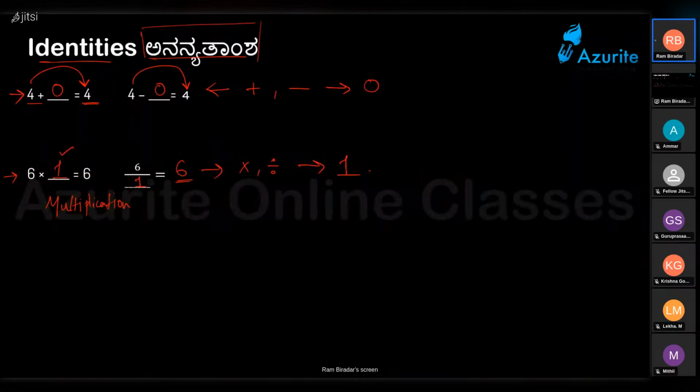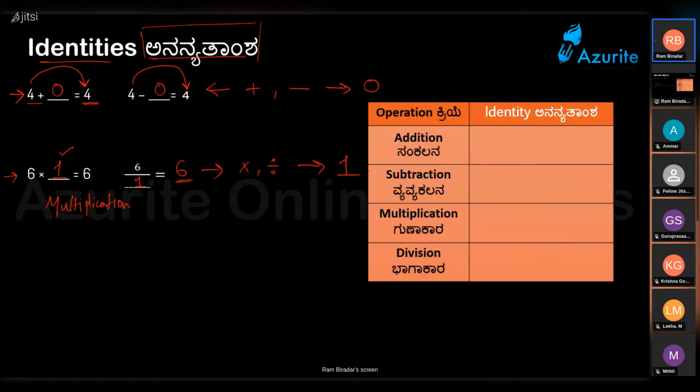So it's very simple, isn't it? Simple, right? Yes, sir. Okay, next, let us see. So can you write this? What is the addition identity? It is 0. What about subtraction? It is 0. What about multiplication? It is 1. What about division? It is 1. Okay.